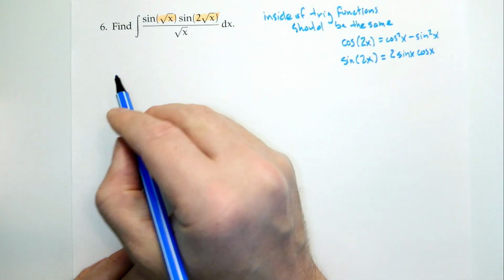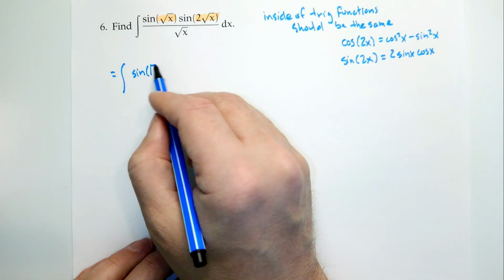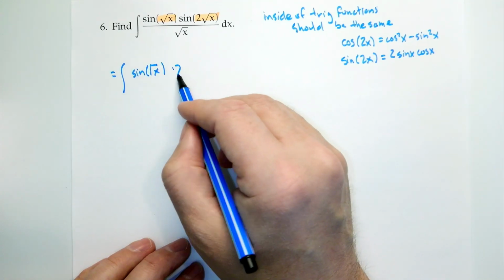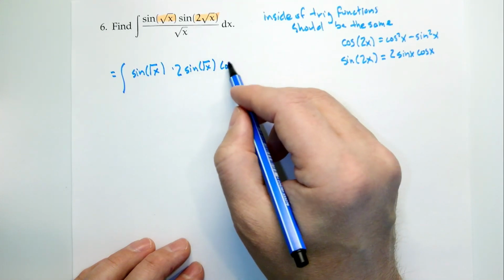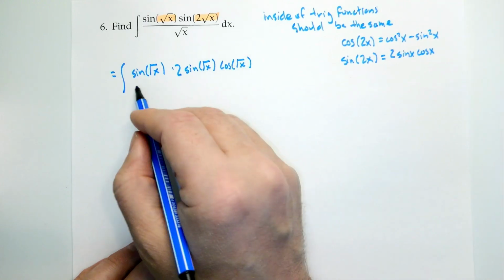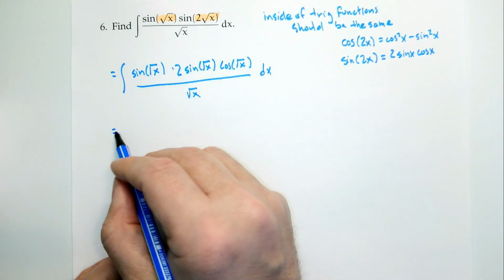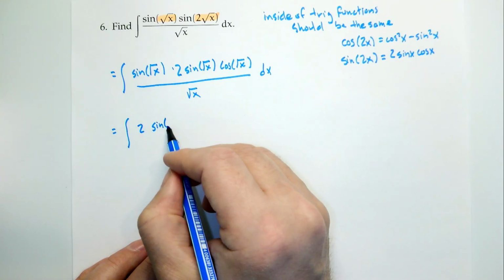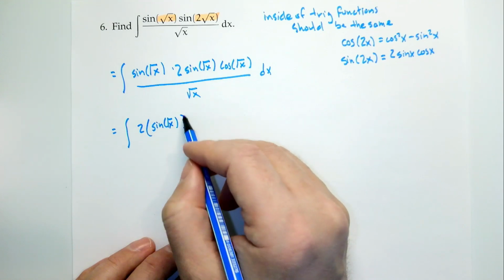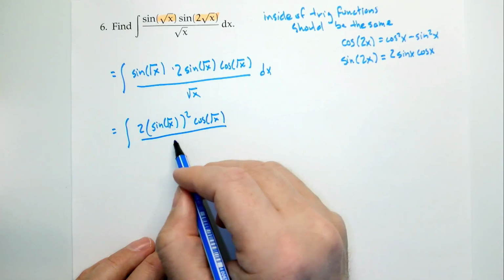So now, if we take a second here, we have sine square root of x times 2 sine square root of x cosine square root of x, all over square root of x dx. So this is already feeling pretty good right now. I'll go ahead and put those sines together. Sine of root x, there's 2 of them, so that's squared. Cosine square root of x over square root of x.